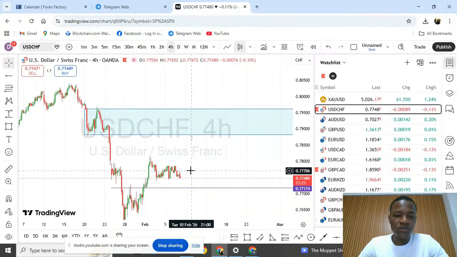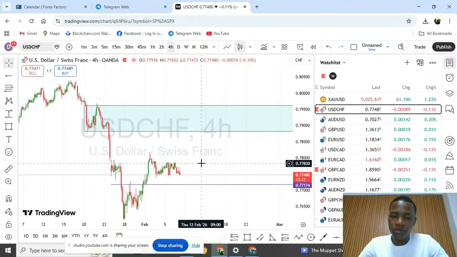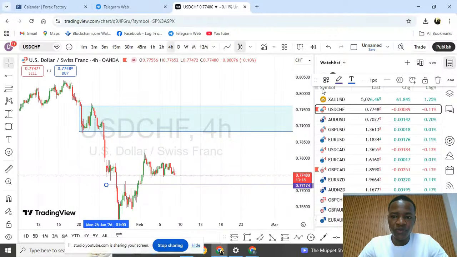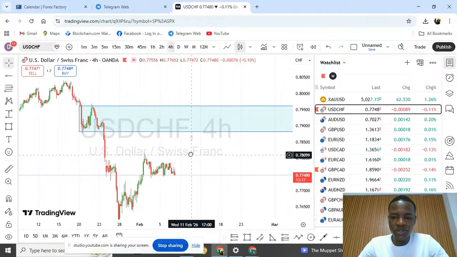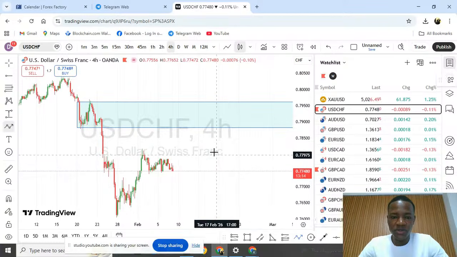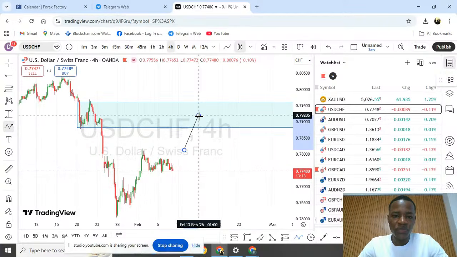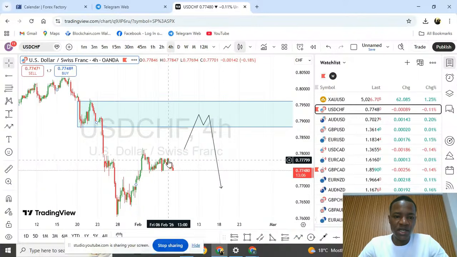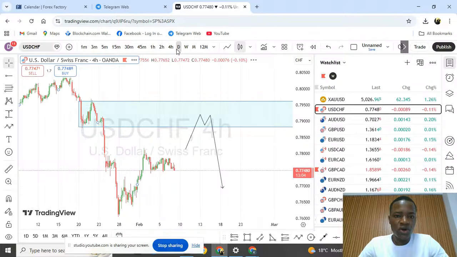So you have to wait for confirmation on the daily time frame. That said, we are going to wait for this market to reach this level so we can look forward to more sales, which will be from these particular zones. So let's leave it here. We'll be live on this every day this week, checking this pair in every day's analysis. That's the view on USDCHF.